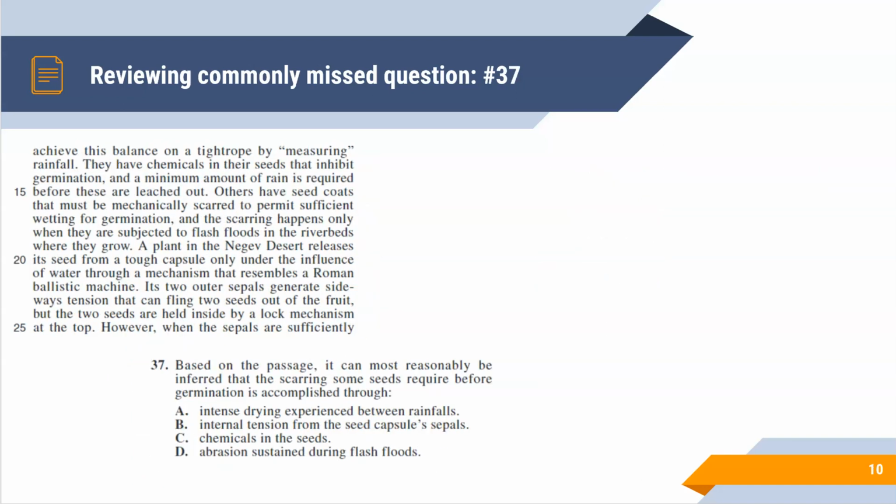The next commonly missed question was number 37, dealing with that same passage. Again, pause now if you'd like to try to answer it yourself. Otherwise, I'll come back to you in a few seconds.